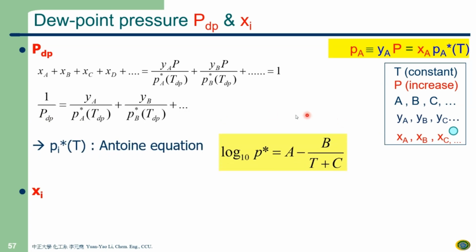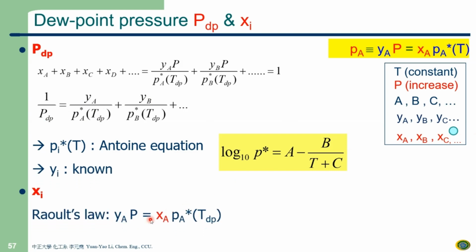So the key is that the temperature here is constant, and then you use the Antoine equation to find this, and you get the total pressure. Once you get the total pressure, you use Raoult's law to get the xi, which is the molar fraction in the liquid phase. Right, so that's it.